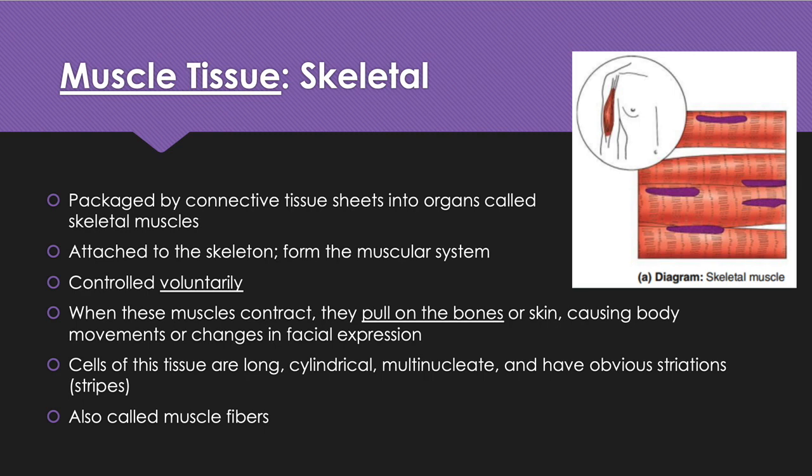And skeletal muscles have what we call striations. So you can see them in this picture. They look like stripes. And we also call your skeletal muscle tissue, or the cells that make that up, muscle fibers.